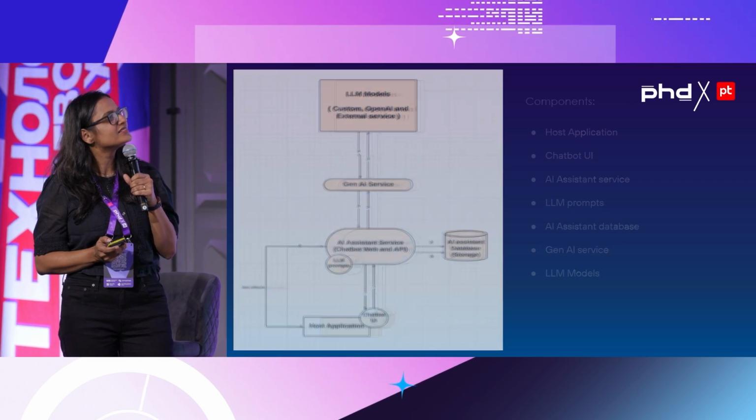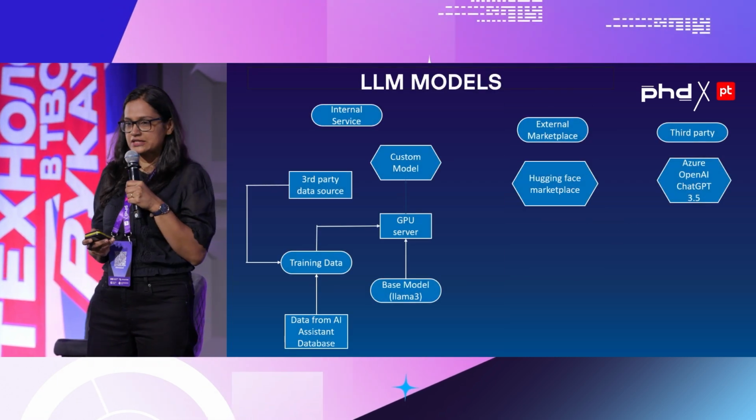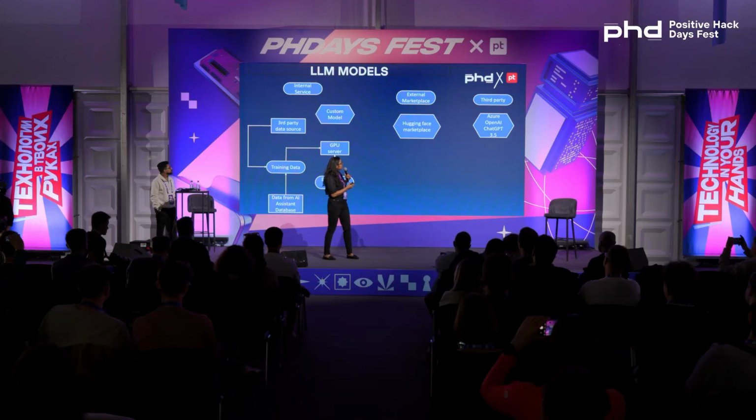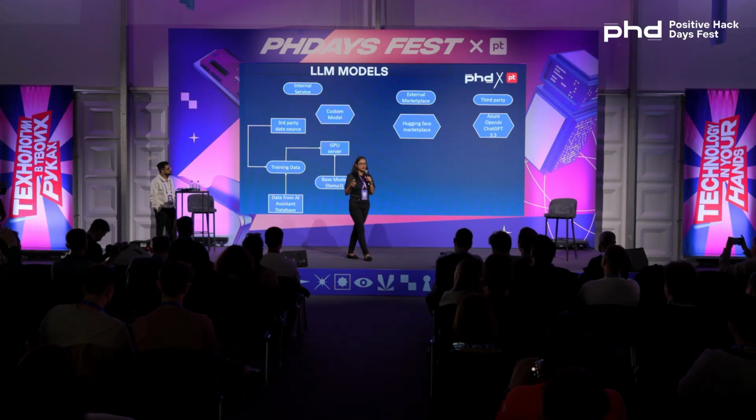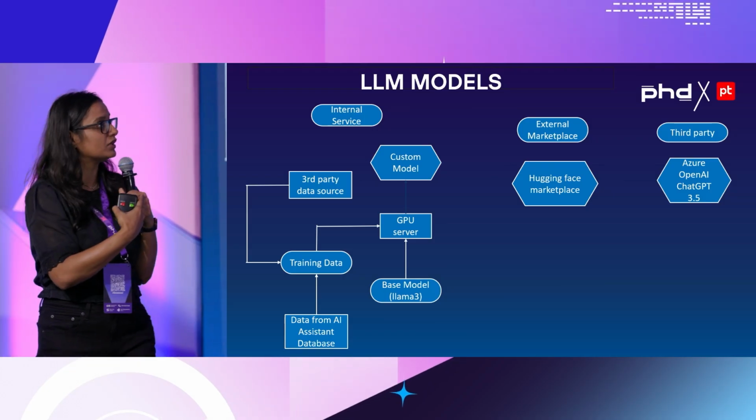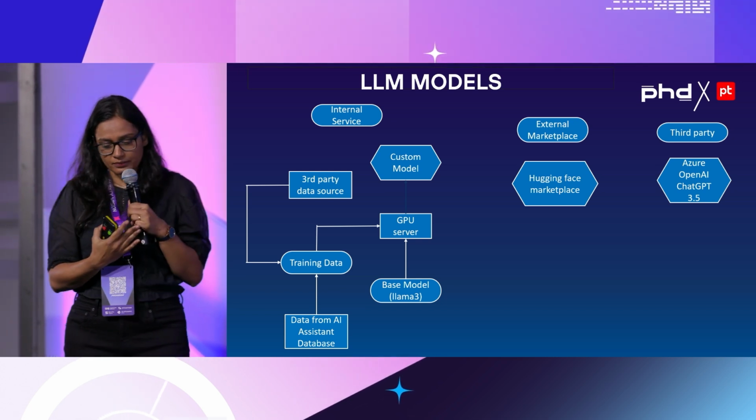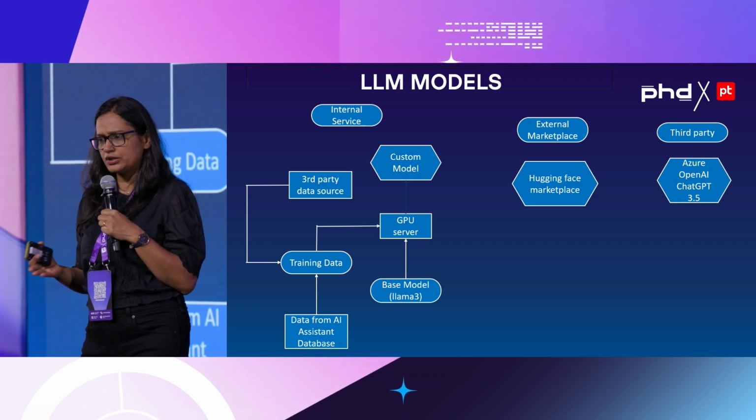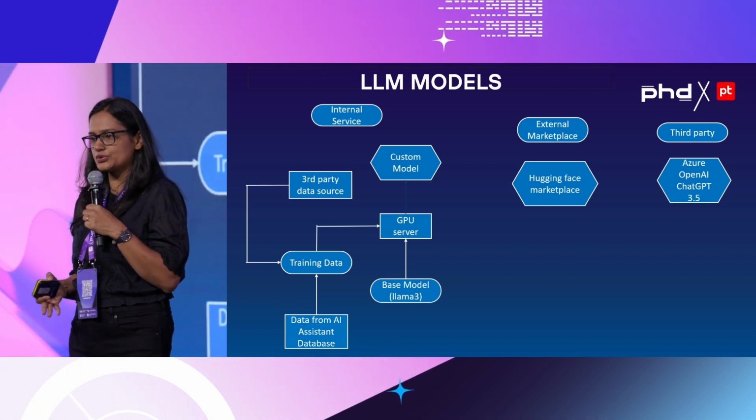So, LLM models. There are different ways we can use LLM models. The first one you can see here is third party. With third party, you can use OpenAI or ChatGPT directly in your UI, using Colab or something similar, and then you can utilize that third party. External marketplace is where you can download the model and configure and integrate it based on your use case.